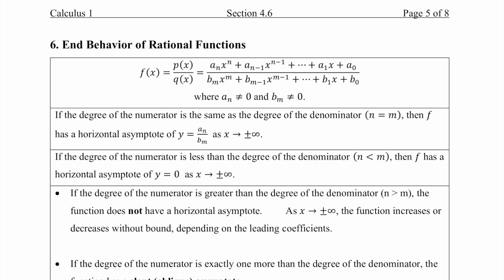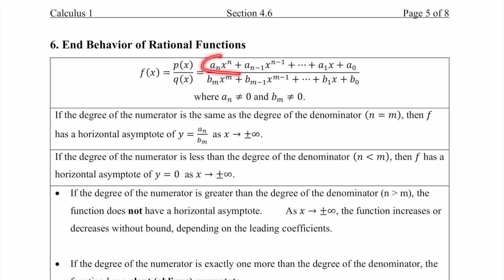Now, let's move on to another important type of function, rational functions. A rational function has the form p of x over q of x, where both p and q are polynomials. This polynomial represents p of x, and this polynomial represents q of x.